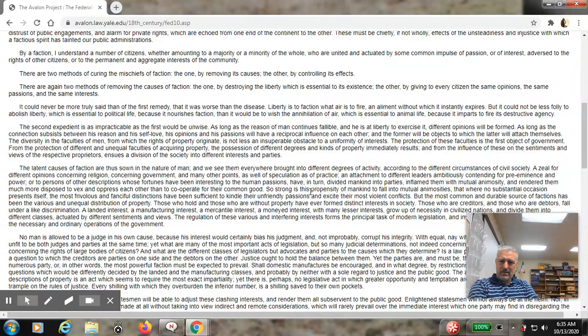So Madison gives the analogy that air is to fire as liberty is to faction. And just as fire can be harmful, so can liberty be harmful. So what we want to do is structure a government in such a way as to control its effects. He talks about the causes, so we can't remove the causes.